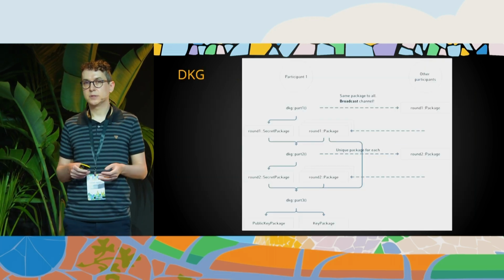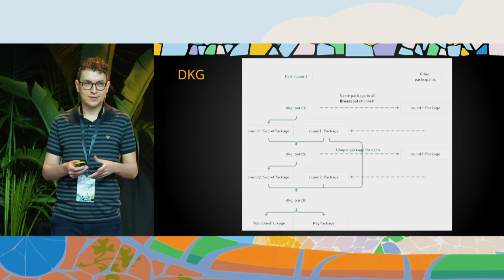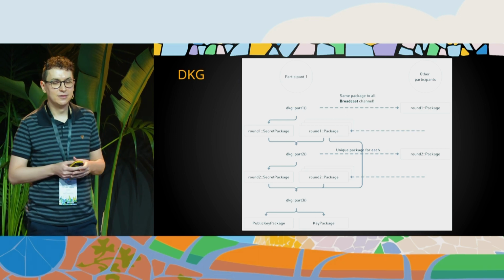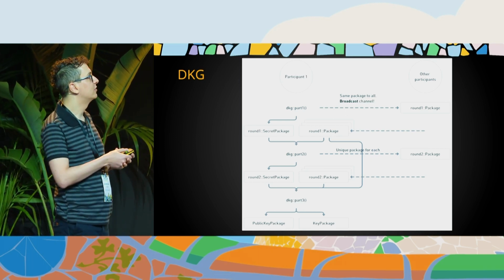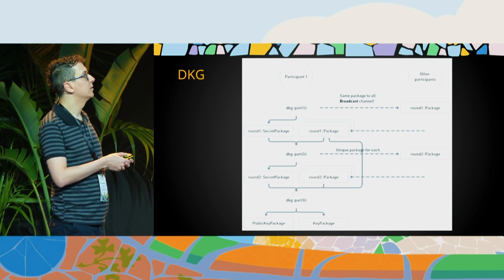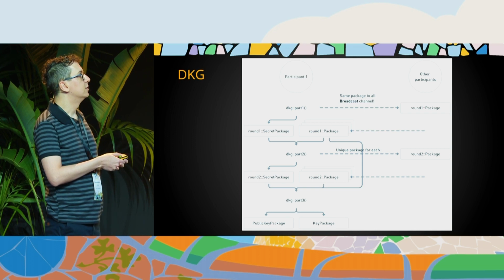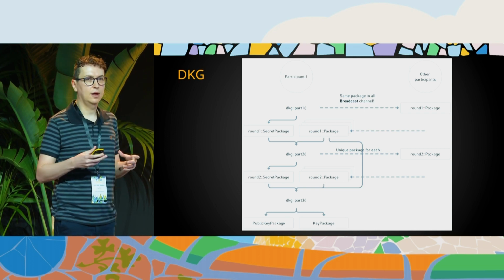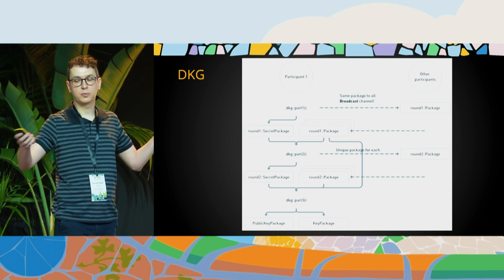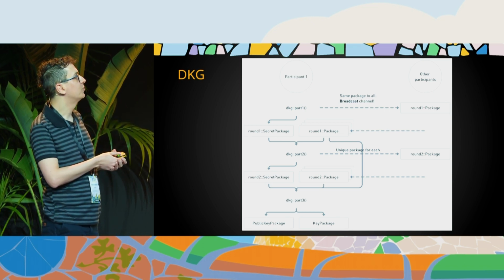And another possibility is distributed key generation, where the key never exists in memory, right? You create it already split. So here I'm showing one participant, could be anyone, and here are the other participants. In the first part, you create a package that you need to send to all other participants, and you also receive the package from the other participants.